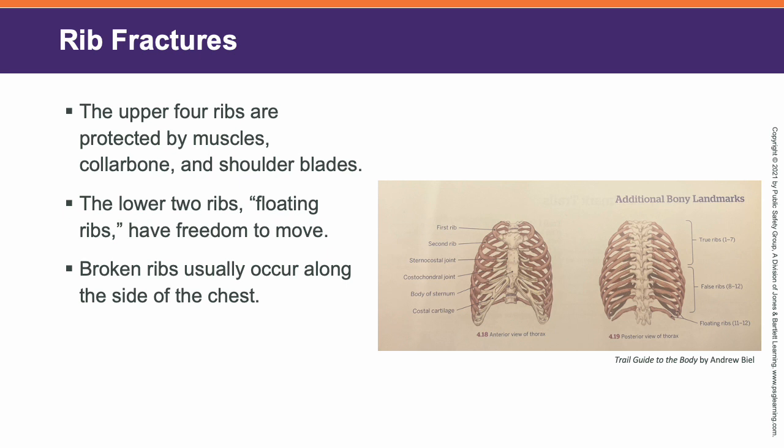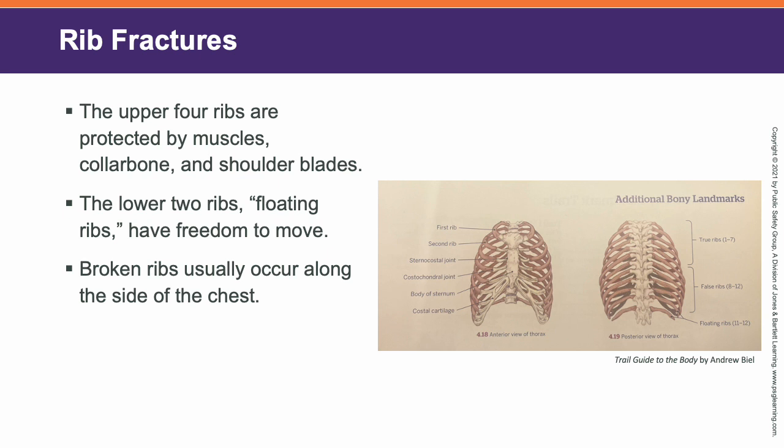So if you look at this picture over here, this is from the back, looking at the spine. These two ribs right here, if you'll notice, they don't actually connect in the front. All of your other ribs connect to cartilage that connects to your sternum. So those two are not connected at all.